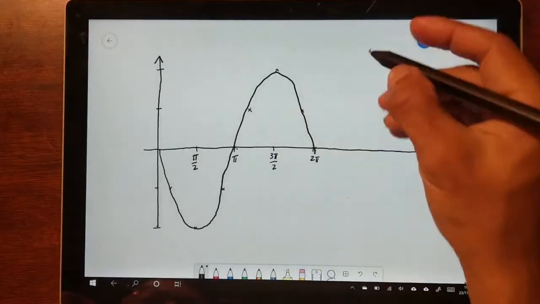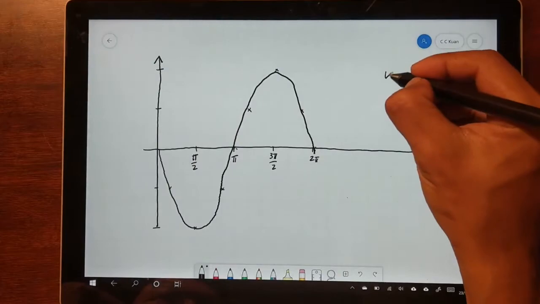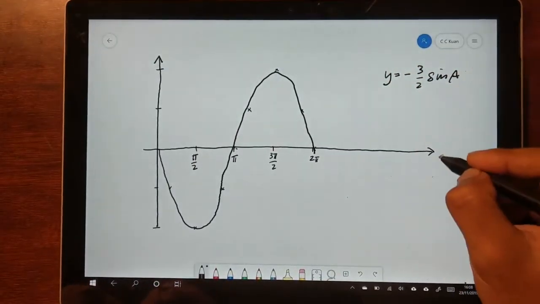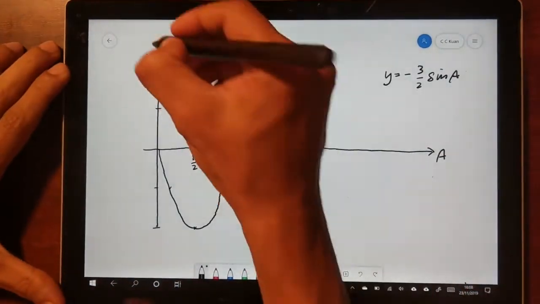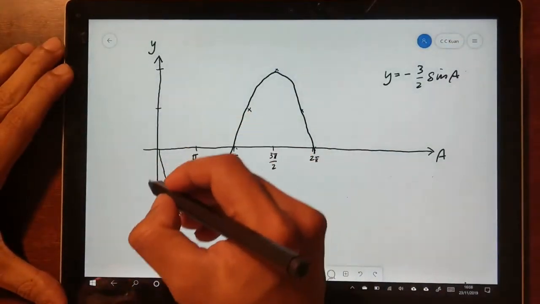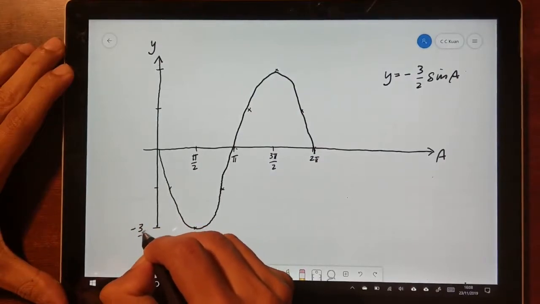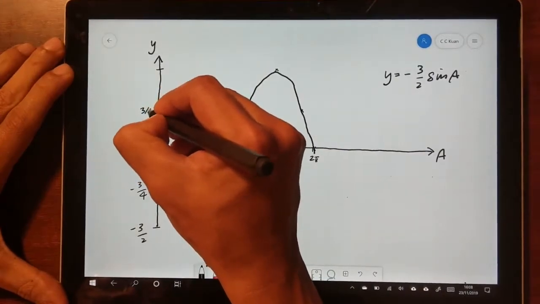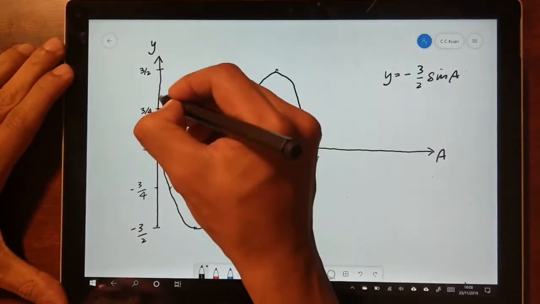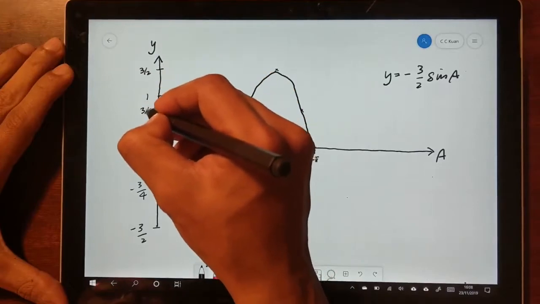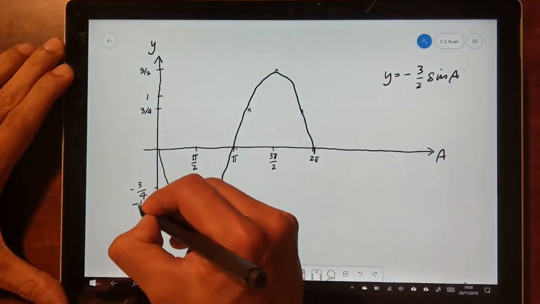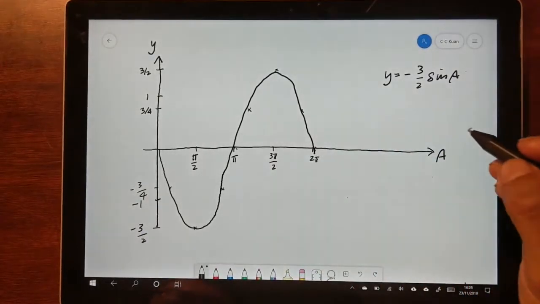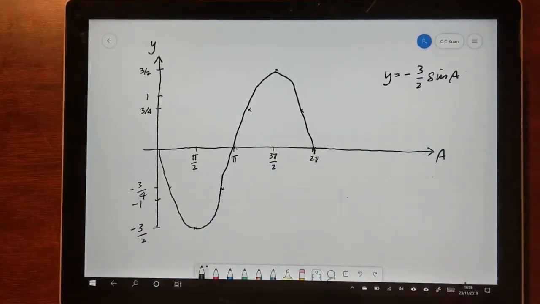That's y equals minus sine A. But of course we're asked to scale it to minus 3 over 2 sine A. So that's your A axis, and that's your y axis. So let's call this 3 over 2. That's obviously 3/4, and that's 3 over 2. And that's 3/4. That obviously is 1, and that's obviously minus 1. Okay, easy enough.